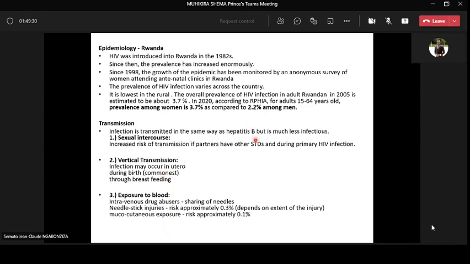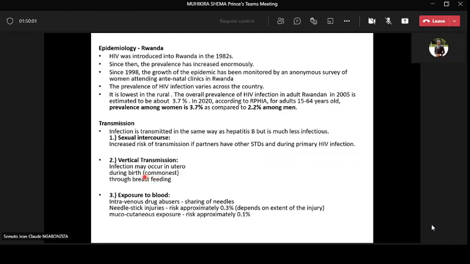And transmission is by 3 means, the same as hepatitis B, but it is much less infectious. Hepatitis B is highly infectious compared to HIV. So there is sexual intercourse. One of the risk factors is a partner with another sexually transmitted disease.